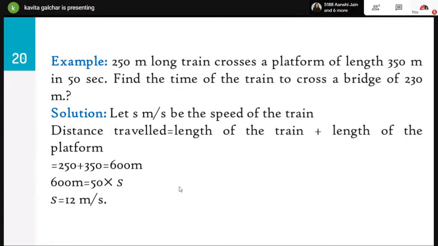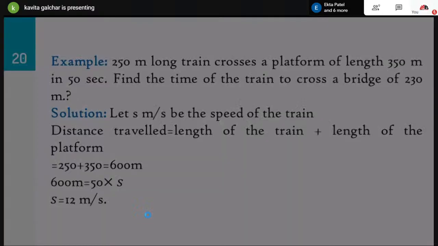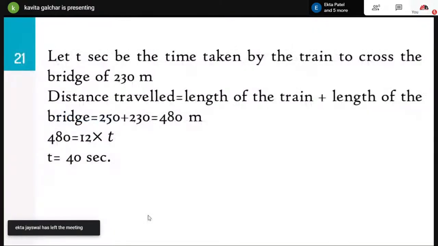Distance traveled would be the length of the train plus the length of the platform. By using that, I am getting the speed of the train. This is how I am getting the time taken by the train to cross the bridge. Now it is clear? Yes, ma'am. Okay.